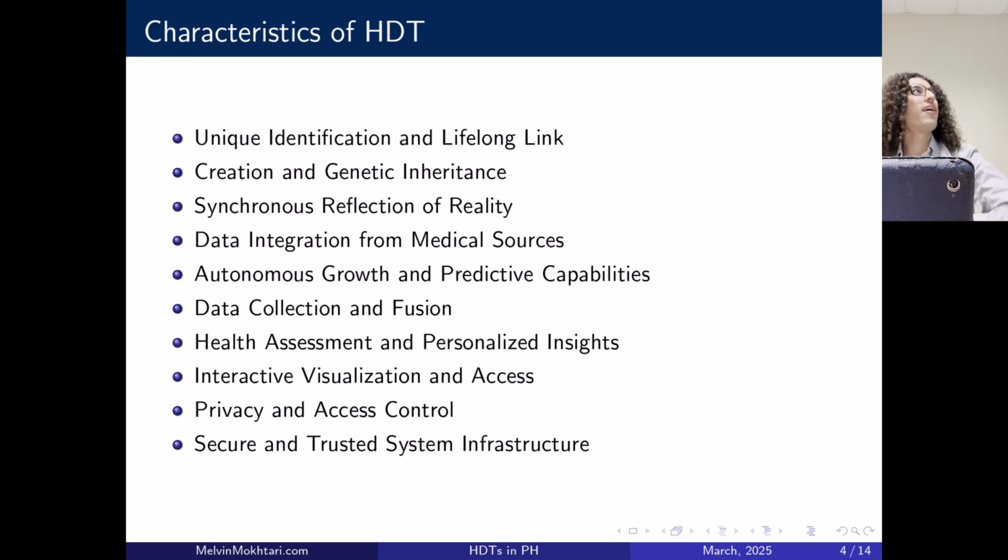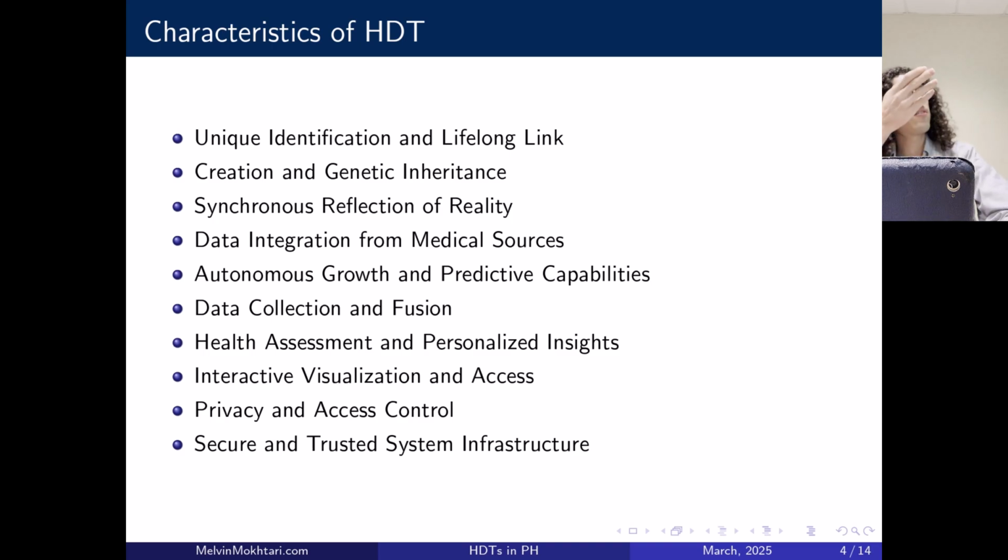About the ideal characteristics of human digital twins, there is a long list of them available here. First off, everyone gets their own HDT with a unique ID. So it's something like a social security number or social insurance number. This ID is your login, and it keeps you connected to your twin for your whole life.